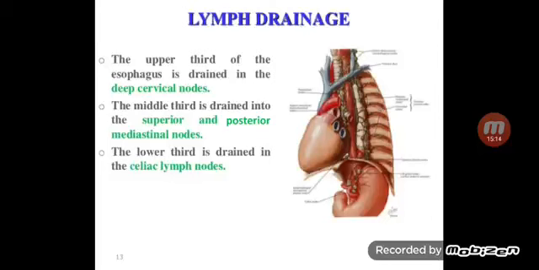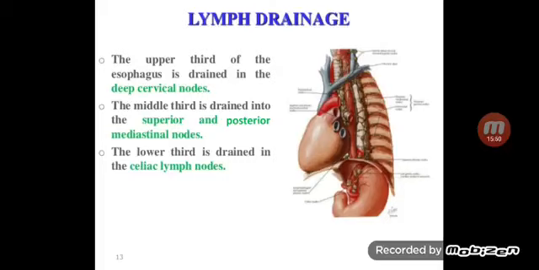The lymphatic drainage of the esophagus, also to understand it, we will divide it into 3 thirds: the upper third, the middle third, and the lower third. The lymphatics from the upper third drain into the deep cervical lymph nodes. The middle third drains into the superior and posterior mediastinal lymph nodes because the esophagus lies in the posterior mediastinum.